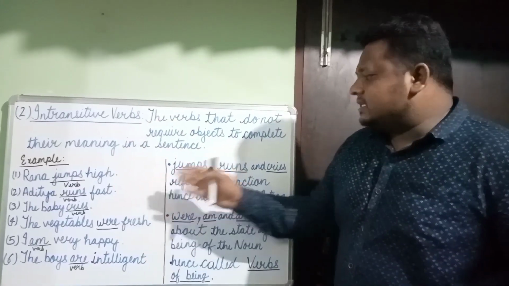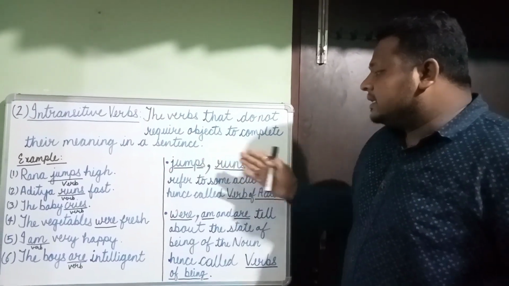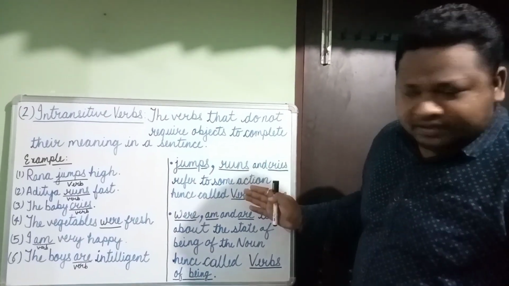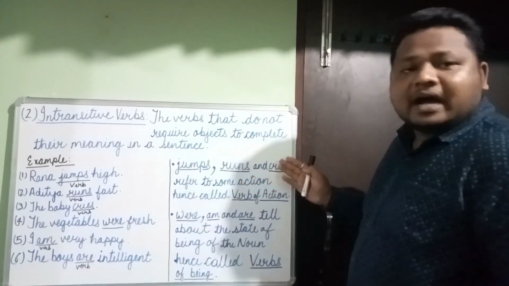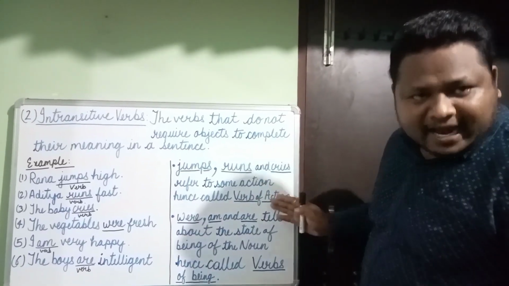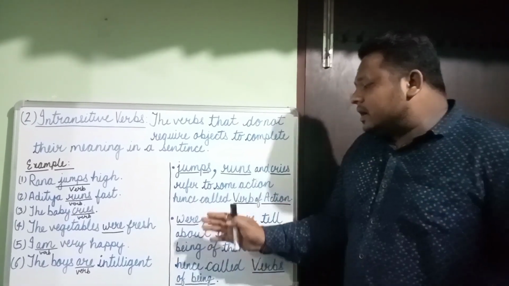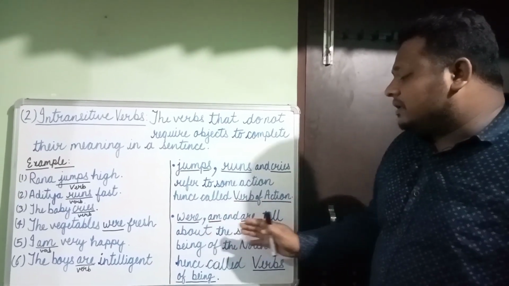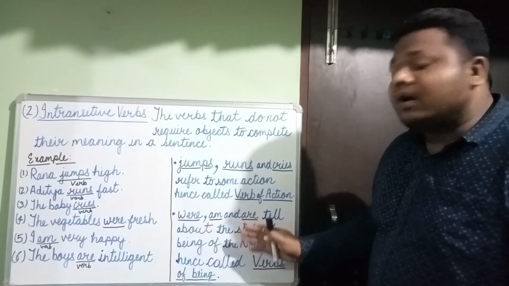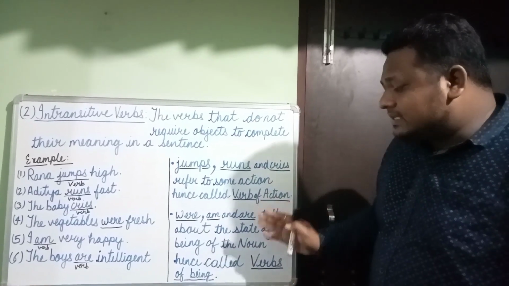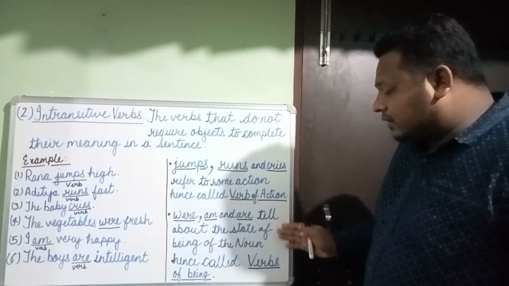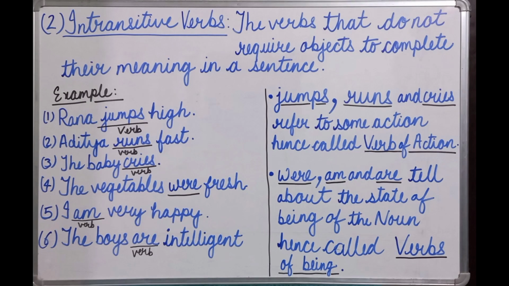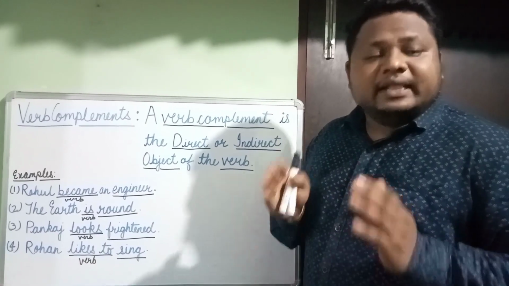In these sentences, the verbs jumps, runs, and cries refer to some action. Hence, these verbs are called verbs of action. And were, am, and are tell about the state of being of the noun. Hence, these verbs are called verbs of being.